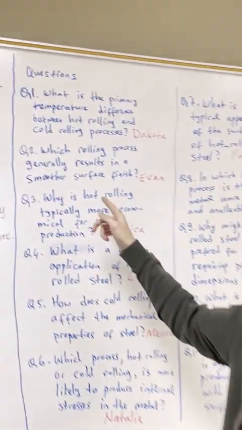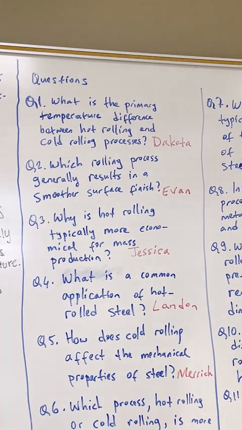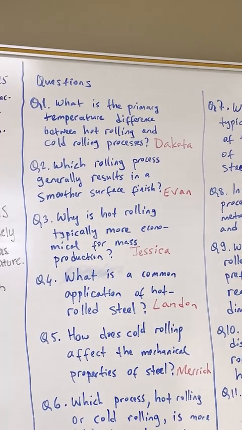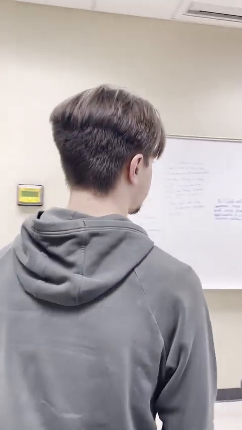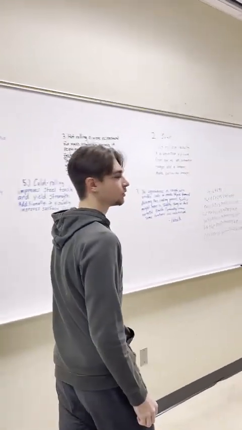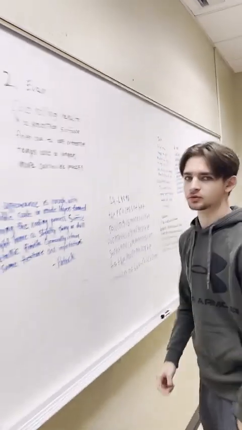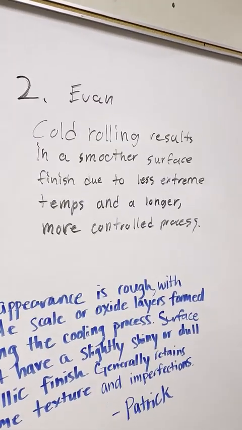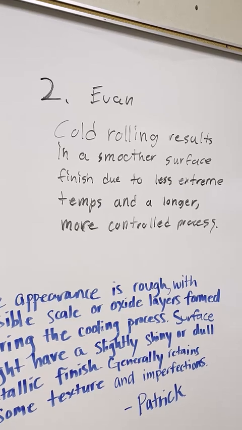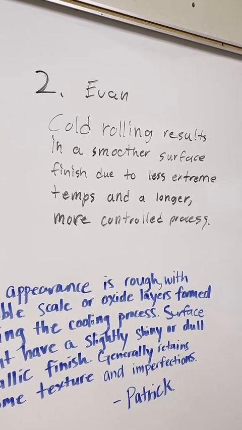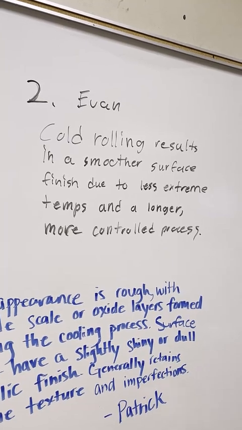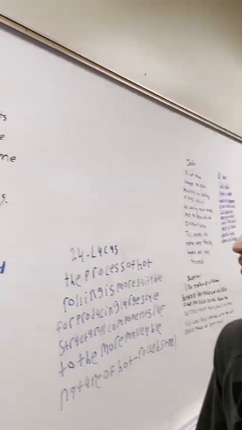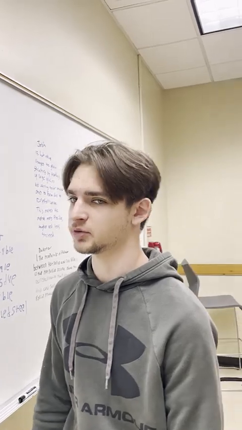I had question 2, which is which rolling process generally results in a smoother surface finish? The answer is cold rolling, as cold rolling is done at lower temperatures and leads to a more controlled process. It has a longer process with several different rollers involved, so they're able to more accurately slim down the piece.